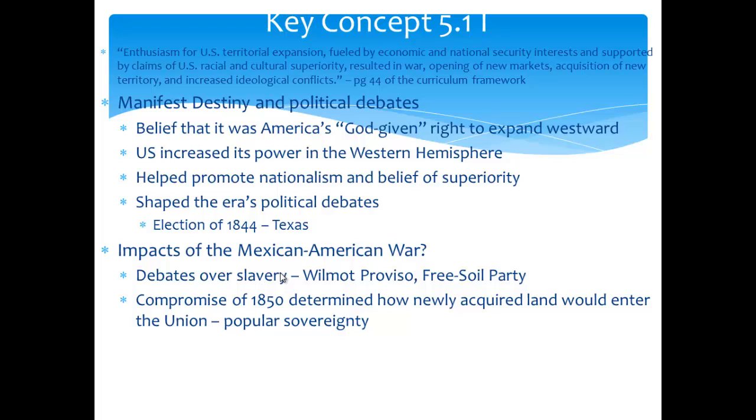The Compromise of 1850 we'll get to in the next key concept, but what this does is it helps determine how newly acquired land from the Mexican-American War would enter the Union, and they try to solve the issue with popular sovereignty, or allowing the people in the territories to vote. So absolutely, definitely know the impacts of the Mexican-American War.